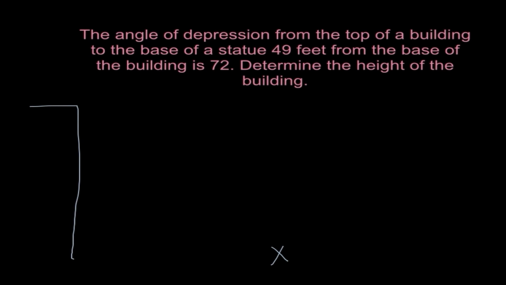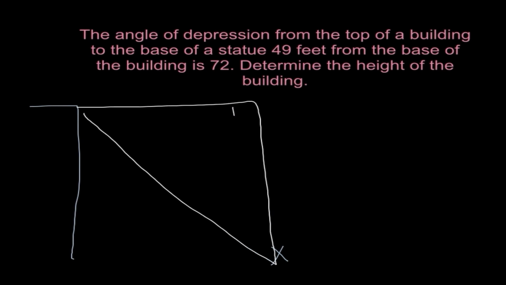I know an angle of depression goes out and down, and it tells me that the angle of depression is 72 degrees. It tells me that this length right here is 49 feet, so I know that this is 49 feet, and we're trying to find the height of the building, which this length of the triangle is exactly the same as this. So this would be my opposite, and this is my adjacent.